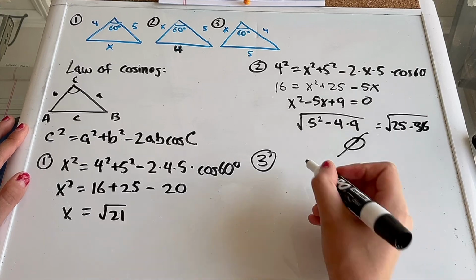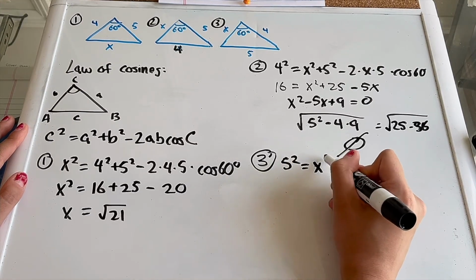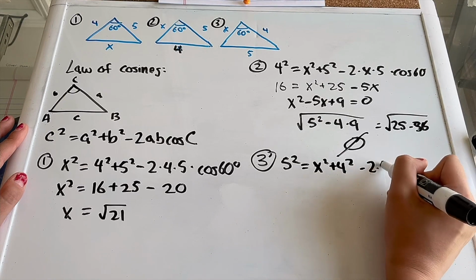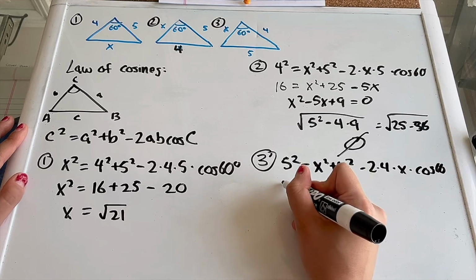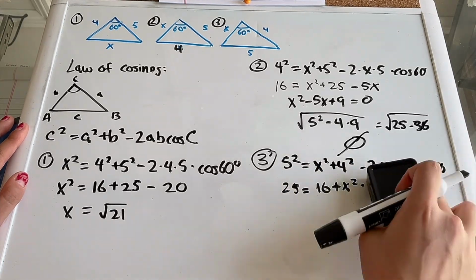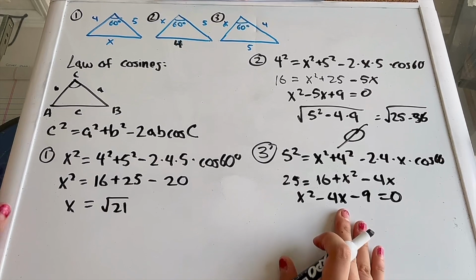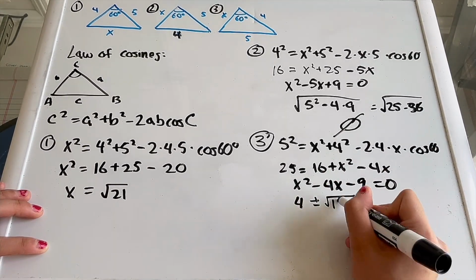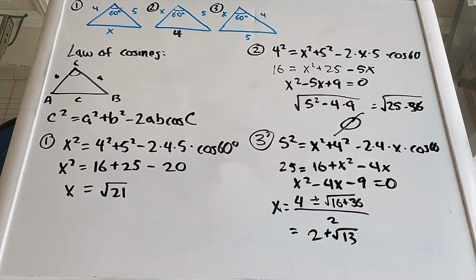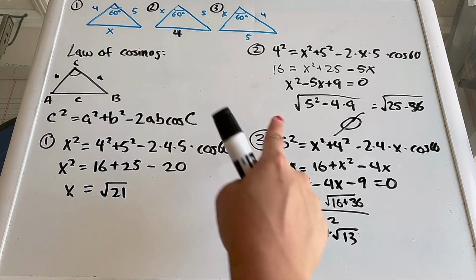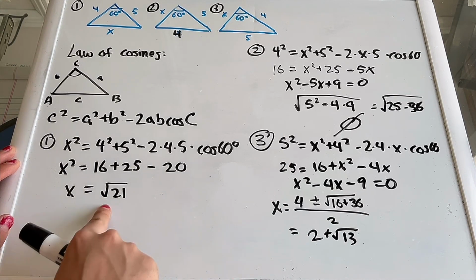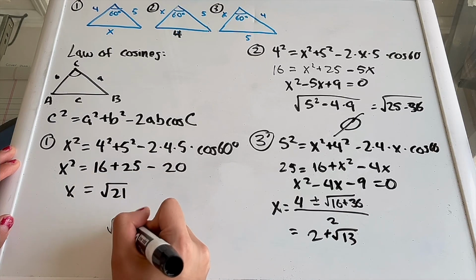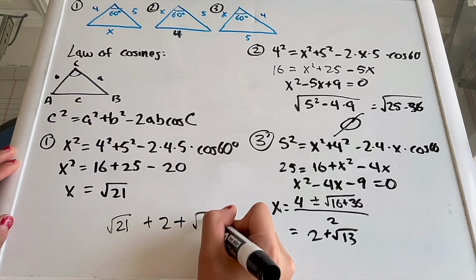Now, moving on to the third way, it is going to be 5 squared is equal to x squared plus 4 squared minus 2 times 4 times x times the cosine of 60. And then we simplify that, and then we find the two roots. Now we know that it can't be 2 minus square root of 13 because that would be a negative number and the side length can't be negative. So the values of all the x's added together would be the square root of 21 plus 2 plus the square root of 13.